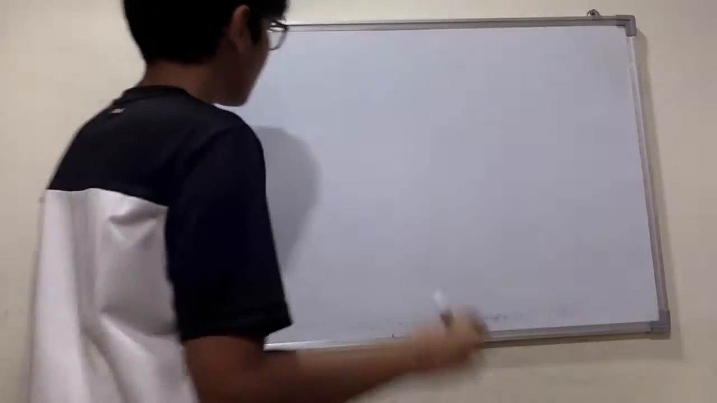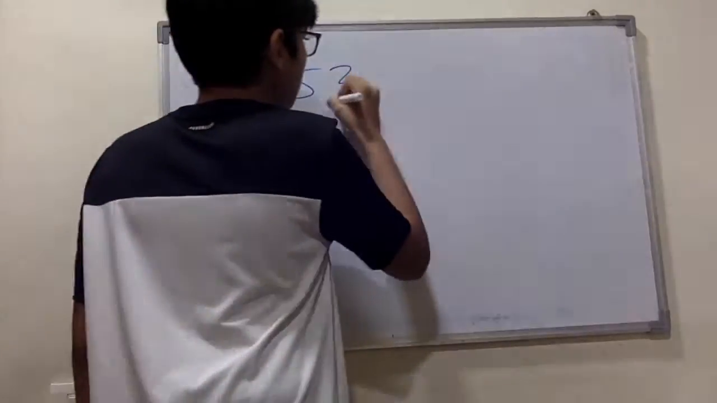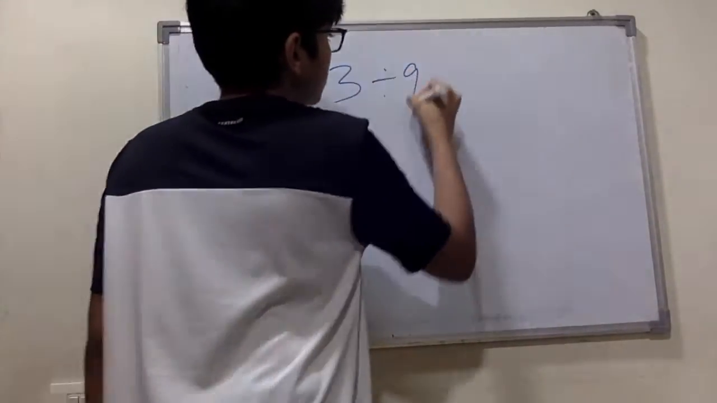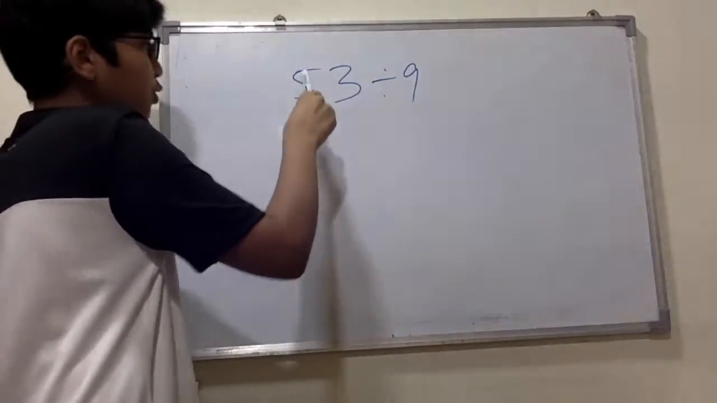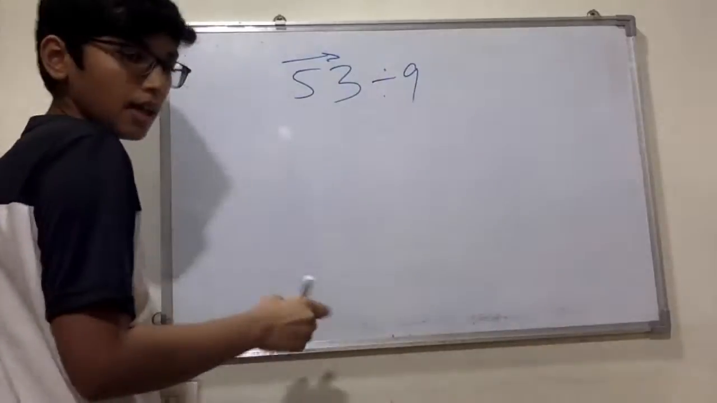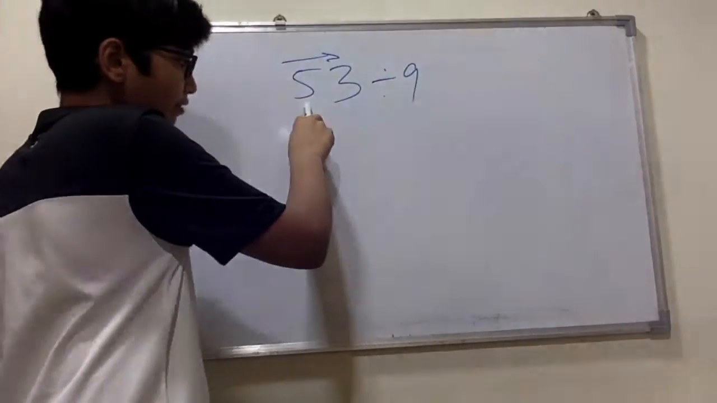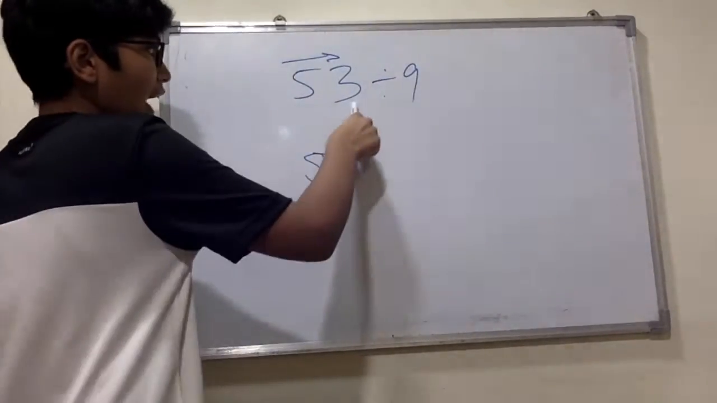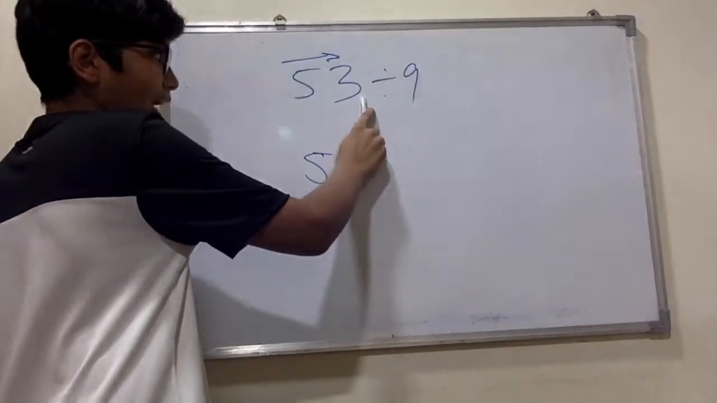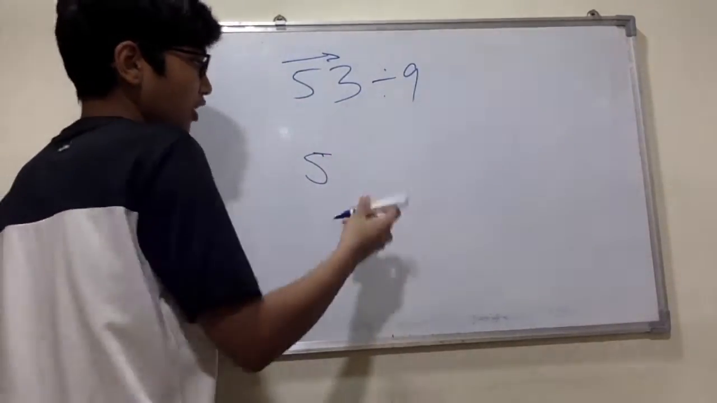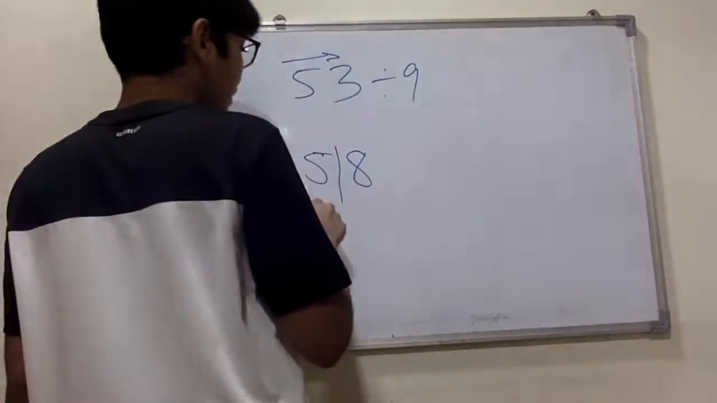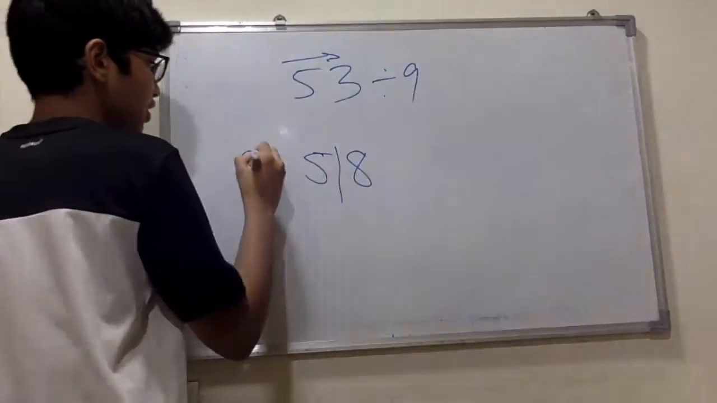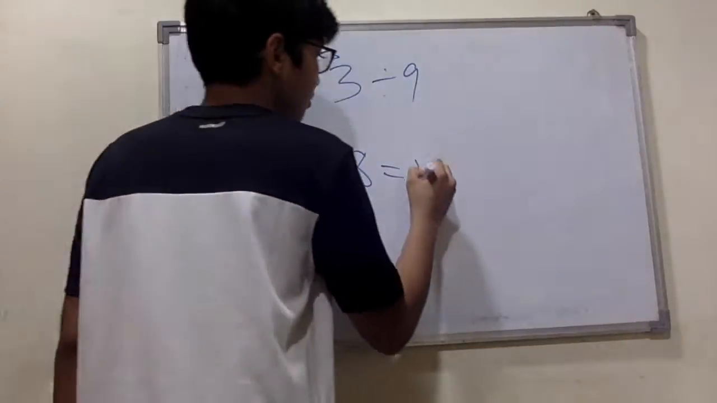Okay, so let's say I want to divide the number 53 by 9. What I'll have to do in this case is bring the number 5 down, moving from left to right. Then I'll have to add the number in the units place. I'll have to add 3 to 5, which will give me 8. And then I'll create a line between both of them, and that will tell me that 5 is the quotient and 8 is the remainder.